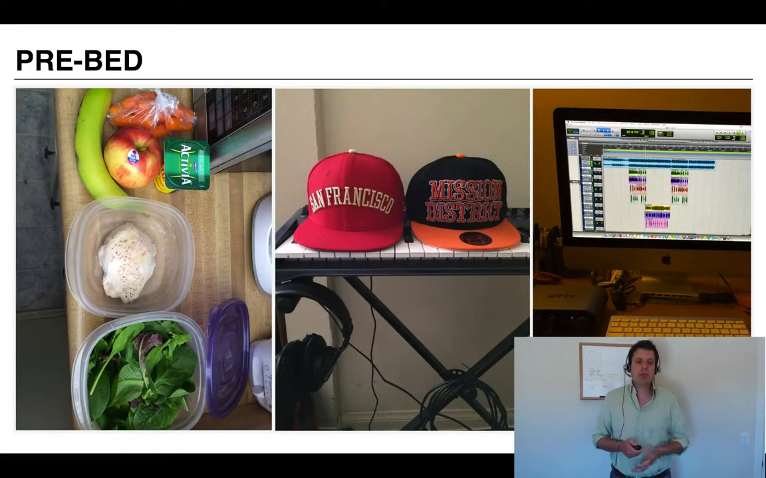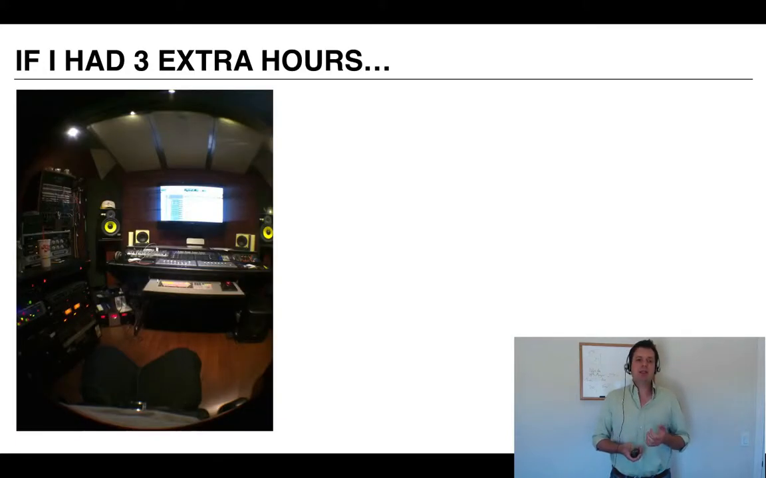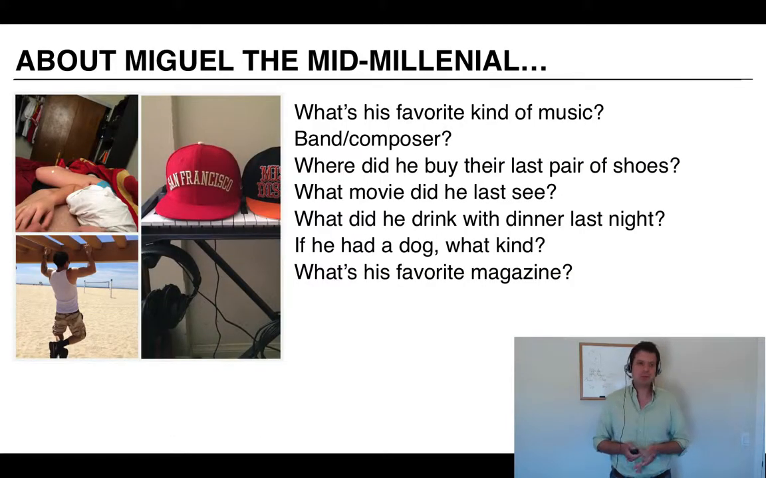Then he's working on personal projects, meeting up with his friends. He's got some music projects going, and he also does some editing for some friends, as well as for his own music. And then he's got an app that he's building with a couple of friends, so sometimes he'll go meet them. These are the things that he carries around with him: wallet, some money, his headphones, watch, and a lighter. And if he had 3 extra hours, he would work on his music projects. That's what he's most passionate about.